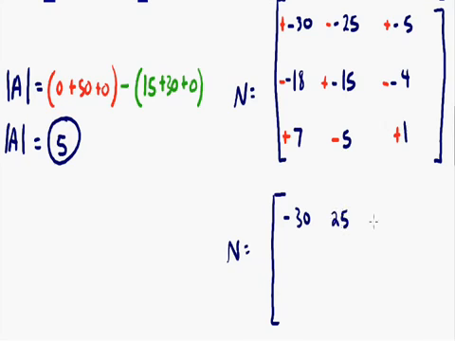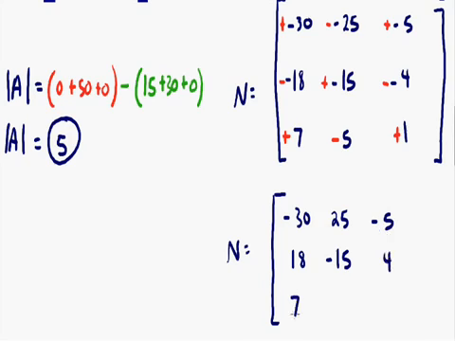We have a positive negative 5, so that just stays negative 5. We have a negative 18. Two negatives gives us a positive 18. We have a positive negative 15, so that just stays as a negative 15. We have a negative 4. Two negatives gives us a positive 4.